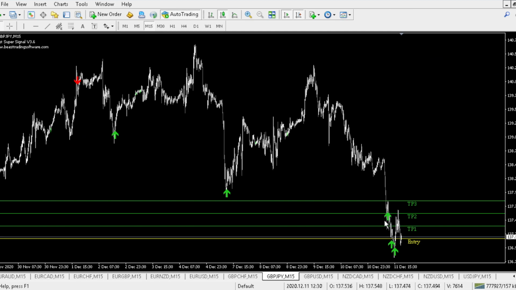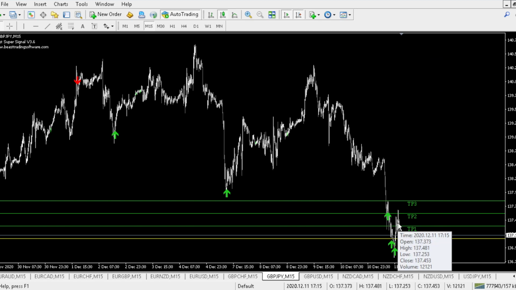This signal here was a loss, unfortunately, but we did have two buy signals today, which have gone into profit and are still in profit.